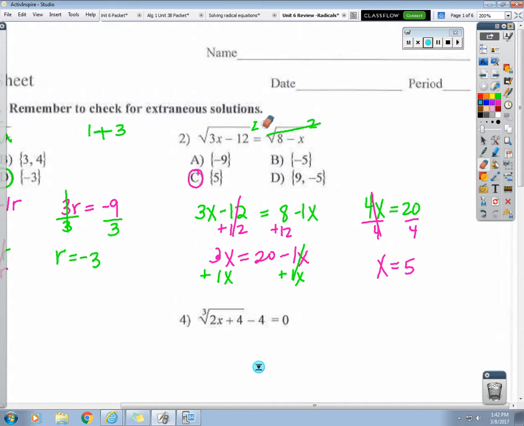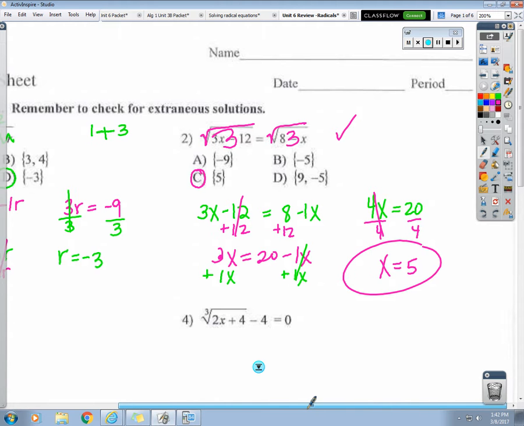Okay, let's check it. If I plug in 5 right here, what's 3 times 5? And what's 15 minus 12? 3. So don't you end up with the square root of 3? Yeah. And you don't have to actually square root that because it's going to be a decimal. Over here, if I plug in a 5, what's 8 minus 5? And so isn't that the square root of 3 under there as well? And square root of 3 equals square root of 3 is a true statement, so that's good.